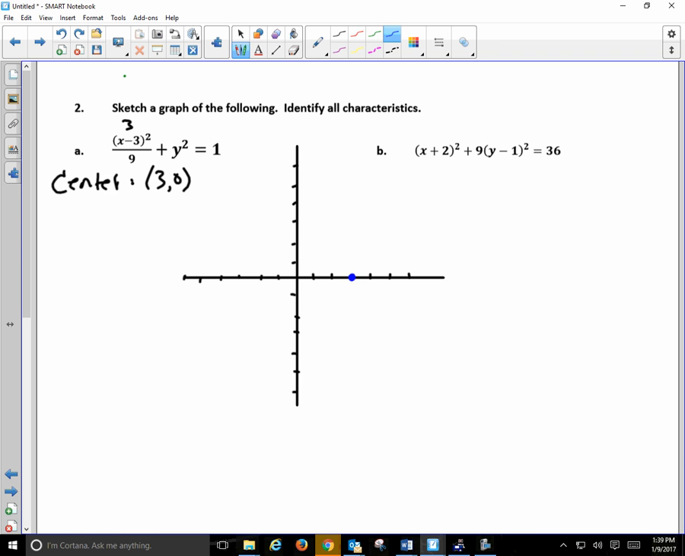Center's at 3, 0. I move then 3 units in each direction. That will give me my vertices. Number one mistake people make on the test: they write their vertices as plus or minus 3, 0. No. Negative 3 would be over here. You don't have a vertex over there. It's 3 plus or minus 3. So you can write this as 3 plus or minus 3, 0, or you could write it as 6, 0 and 0, 0. Either way is fine, but you have to consider that shift from the center.